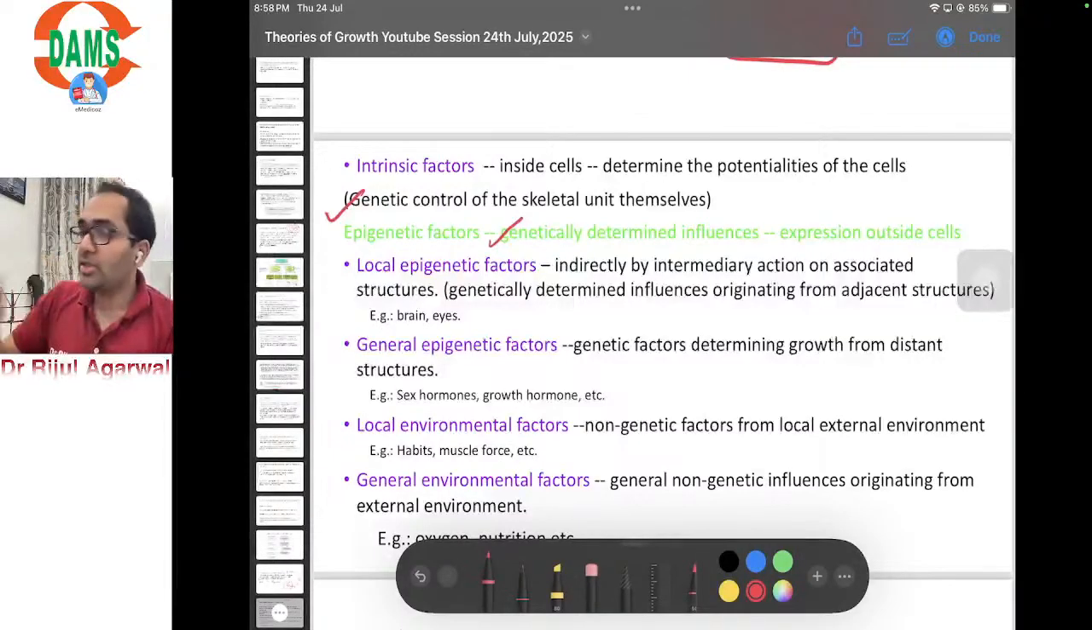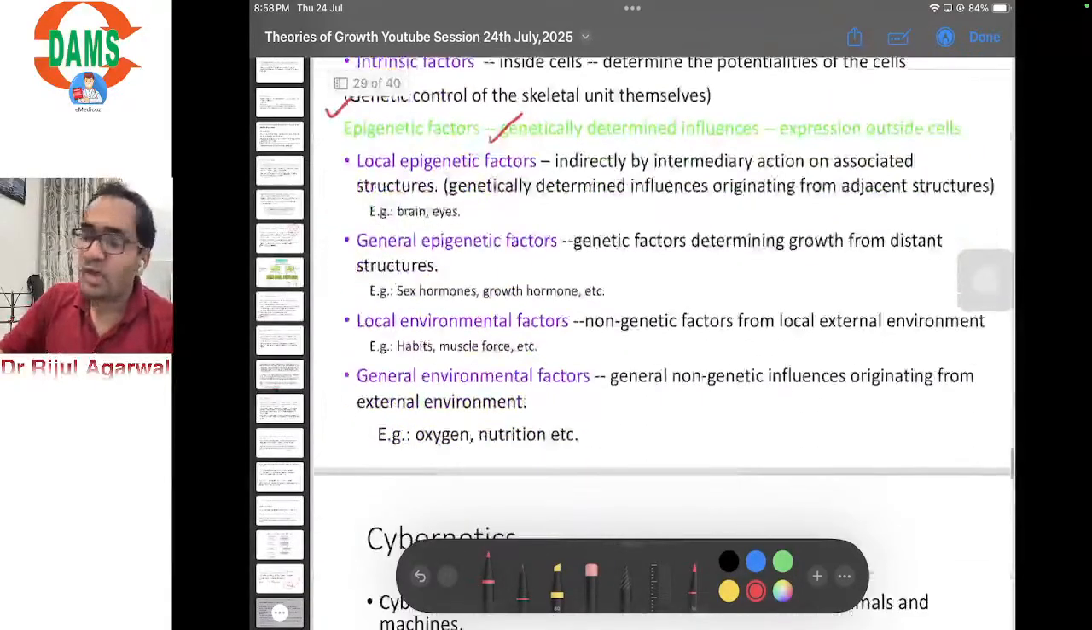Like thyroid stimulating hormone, thyroid releasing hormone, expressed from the brain, act in the thyroid region. That is still quite close. Like sex hormones, growth hormones, expressed from the brain, act on the whole lower limb and trunk region. So they act at a distant region, whereas local factors act on the immediate surrounding structure.